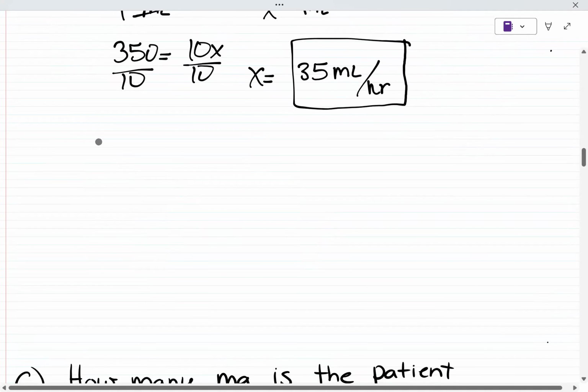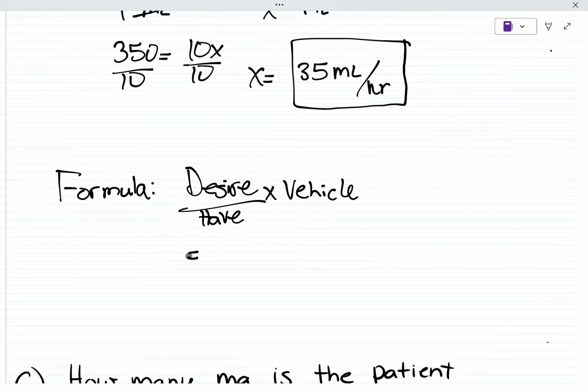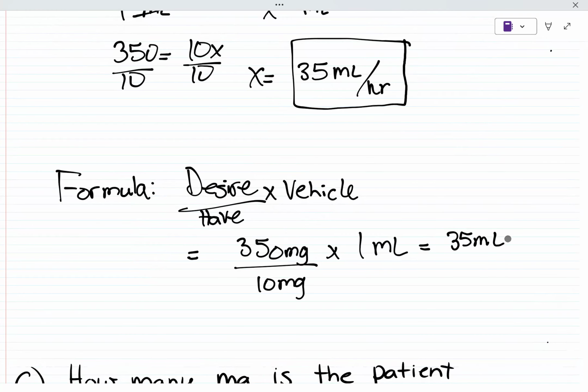Okay, and then you can also do the formula method. So if you recall, the formula is desire over have times vehicle. So desire is 350 mg, and our have was 10 mg, times our vehicle, which is 1 milliliter, and you get 35 mL per hour.